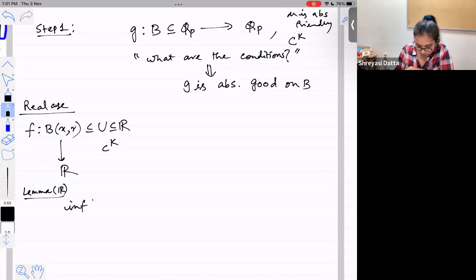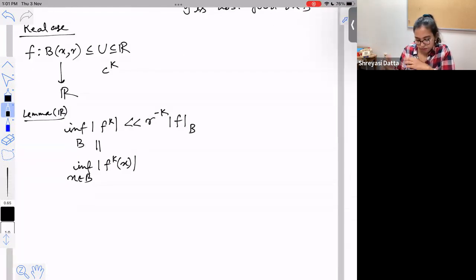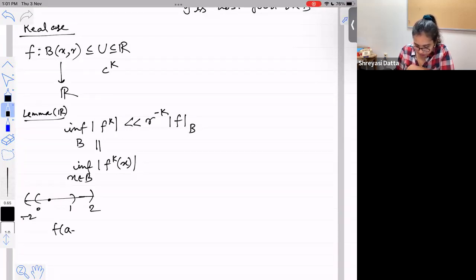Using the mean value theorem, you can show that the infimum of f^(k), the kth derivative, on this ball must be less than or equal to r to the power minus k times the supremum norm of f on the ball. I'm going to denote the supremum norm by the single norm, and this is a notation for the infimum of f^(k)(x) over the ball B. Intuitively, if you take a and a plus 1 in, say, minus 2 to 2, then f(a+1) minus f(a) must be some f'(c), so the infimum of f' must be less than 2 times the supremum norm of f. It's really basic real analysis.